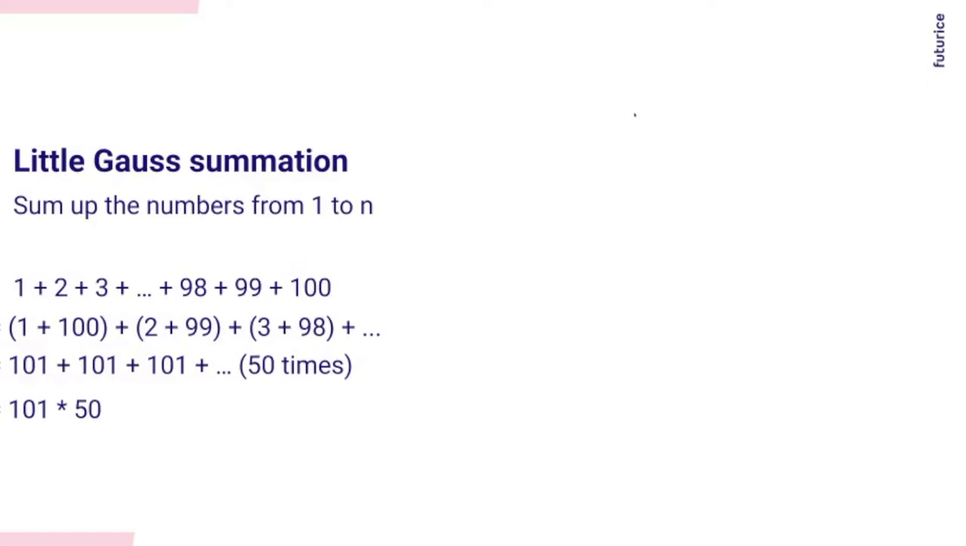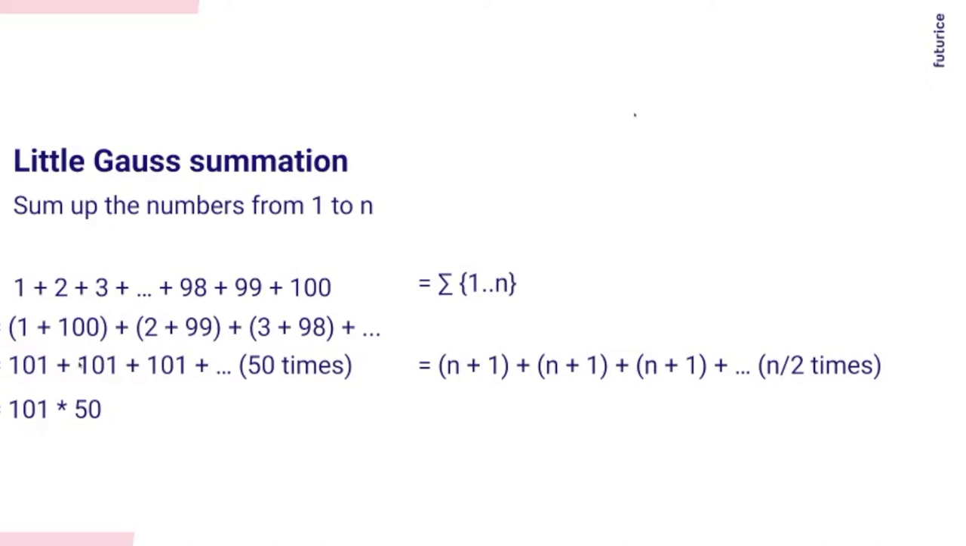Of course, we can also generalize this. I already said here we want to count from 1 to n, whatever n we want. And it basically works the same. This is the summation symbol. It just means sum from this to this. So to write this, we would write the summation symbol from 1 to 100. And you can also see that the maximum, n, plus one is n plus 1, and we have it n divided by 2 times because we always combine two numbers. So in the end, we get n plus 1, n and a half times. So this is the general formula that Gauss came up with in this class to sum up the numbers.